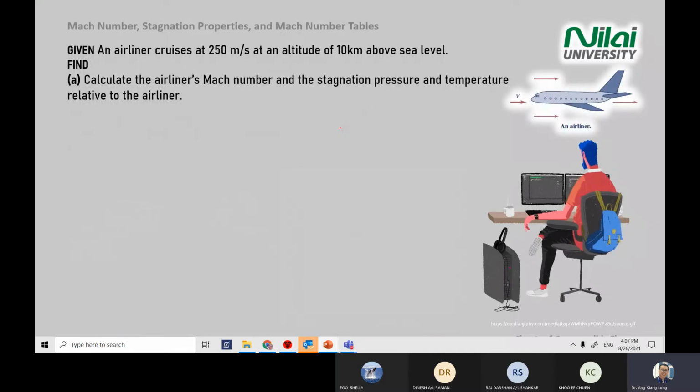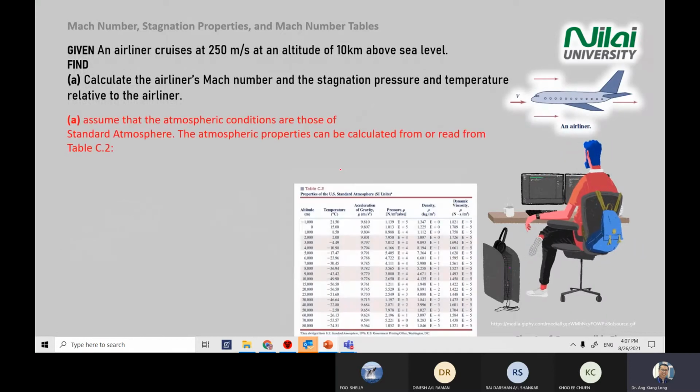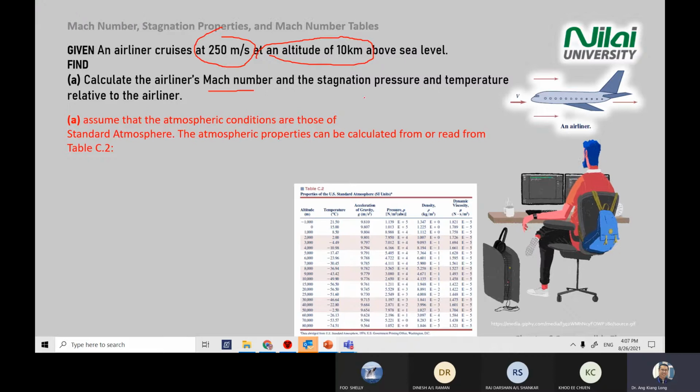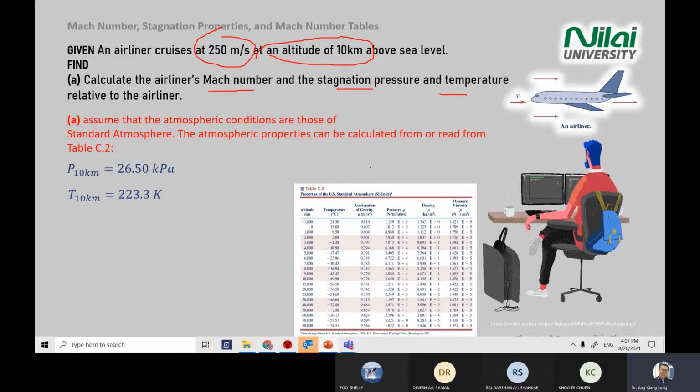So let's look at how we solve the first task. In the first task, again, you are given the altitude of 10 kilometers and velocity of 250. You need to find the Mach number, stagnation pressure, and temperature. First, we look at Table C.2, which you see on your screen. You go and look at pressure and temperature at 10 kilometers.